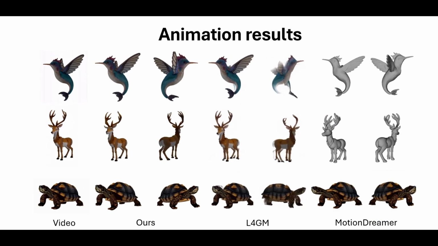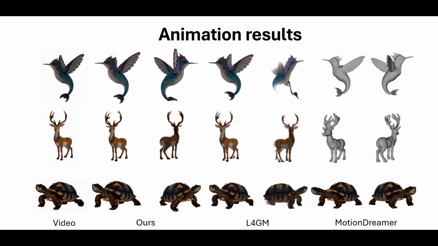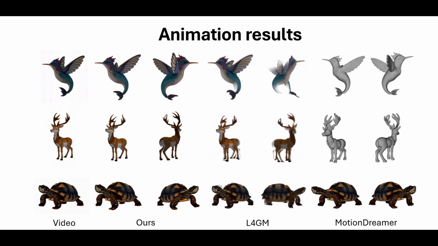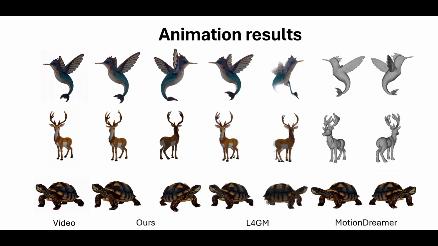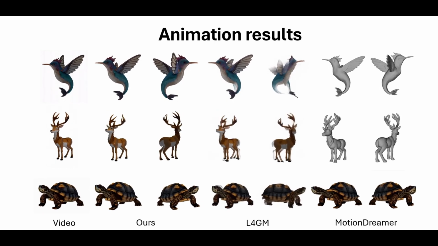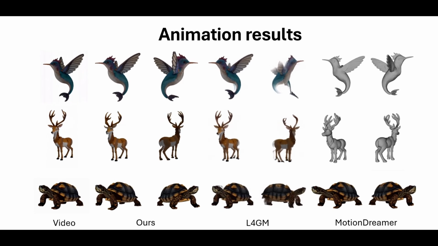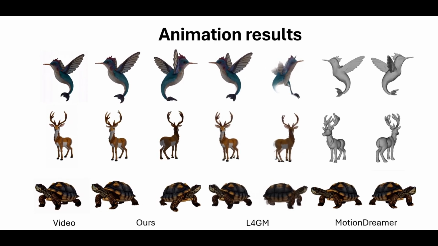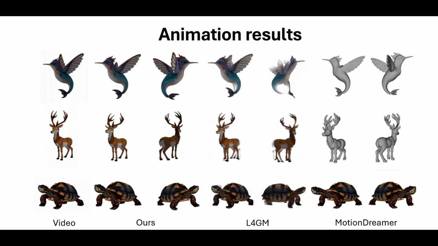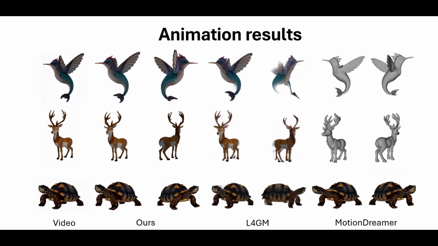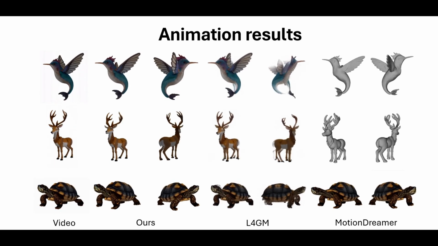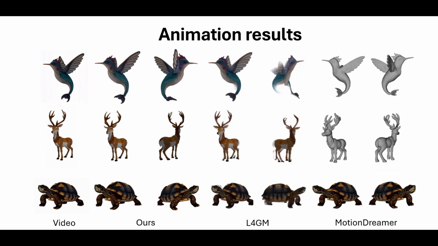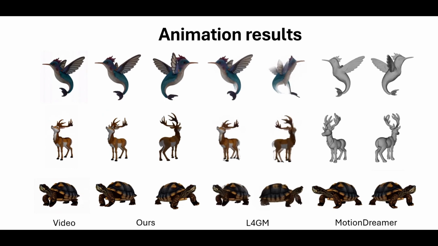Here are the animation results comparing our method with L4GM and MotionDreamer. While L4GM's reference views align well with the source video, the method suffers from geometric distortions. MotionDreamer produces subtle animations and introduces unintended deformations in rigid parts, such as the turtle shell. In contrast, our method generates more accurate animations with our generated rigging.